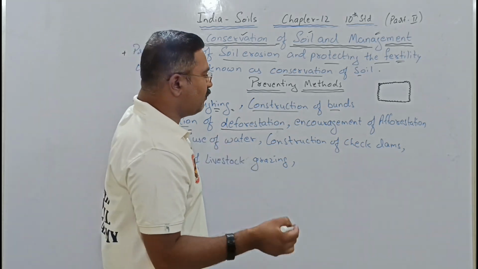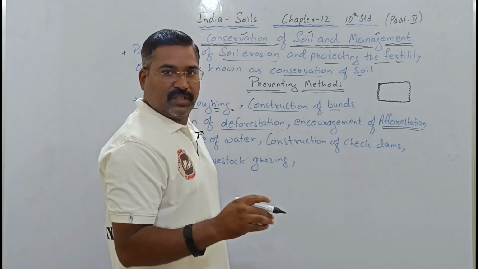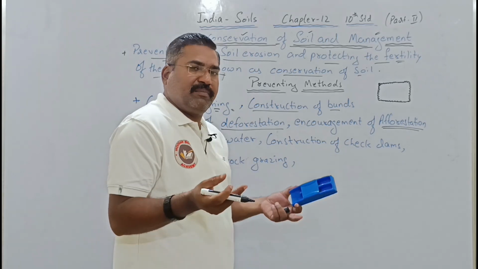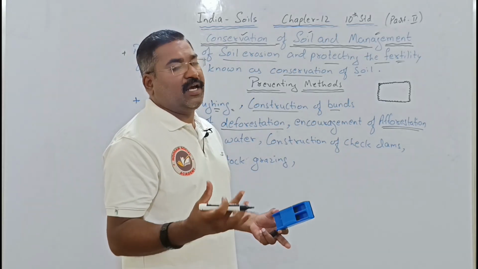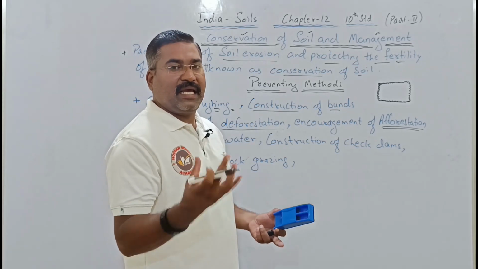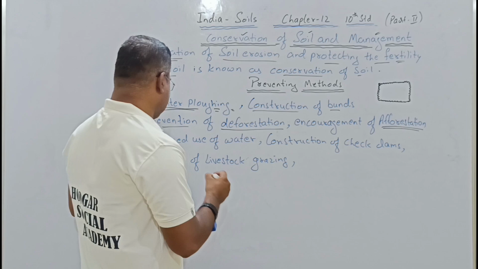Deforestation should be stopped. Importance is being given to afforestation. So more afforestation, very simple: the roots of the trees that grow in large numbers help to keep a tight contact with the soil. In that way we can see.